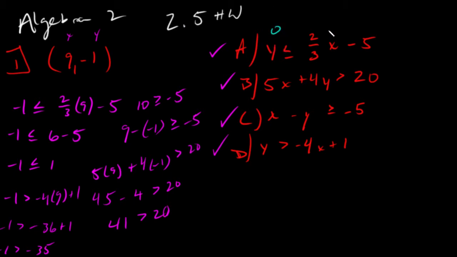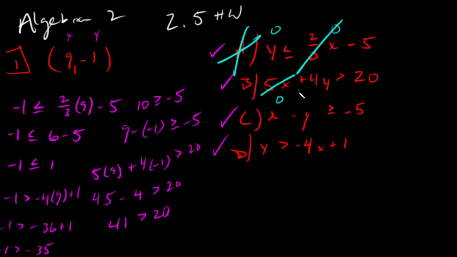So I'm gonna do that right here. Plug in 0. When you plug in 0, this is gonna disappear because 2/3 times 0 is 0, and so you're just gonna have negative 5. So is 0 less than or equal to negative 5? Think about that. Is 0 less than a negative number? The answer is no. Not a solution. Then we do this one.